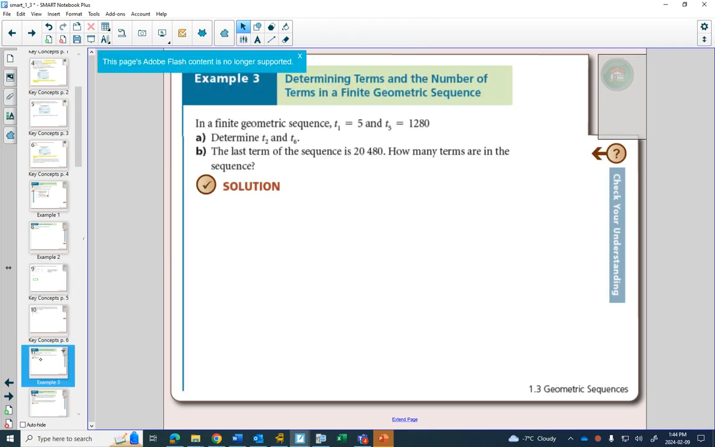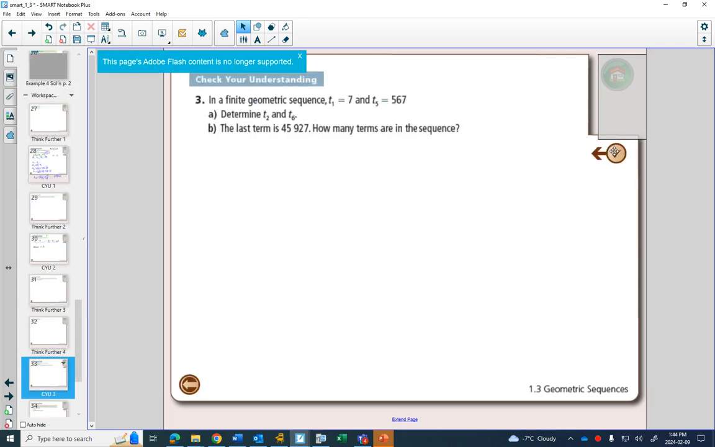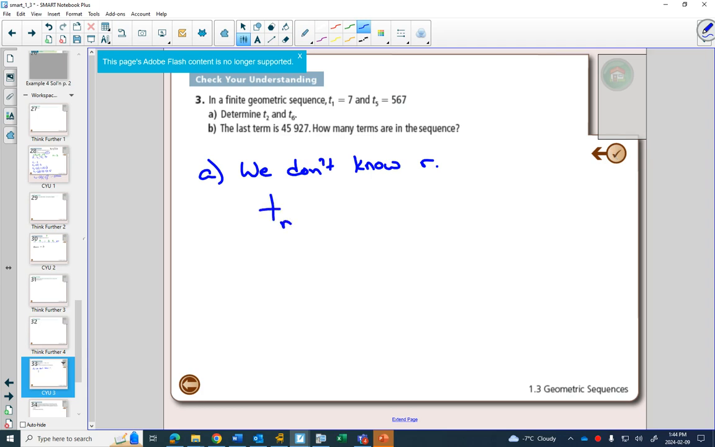So if we look at example 3. In a finite geometric sequence, term 1 is 7 and term 5 is 567. So we don't know what the r is yet. However, we could use our formula and say, I have enough information to plug in everything into this formula except for r.